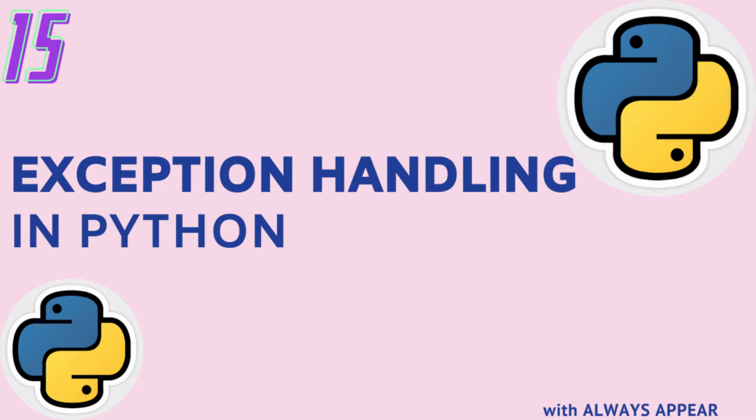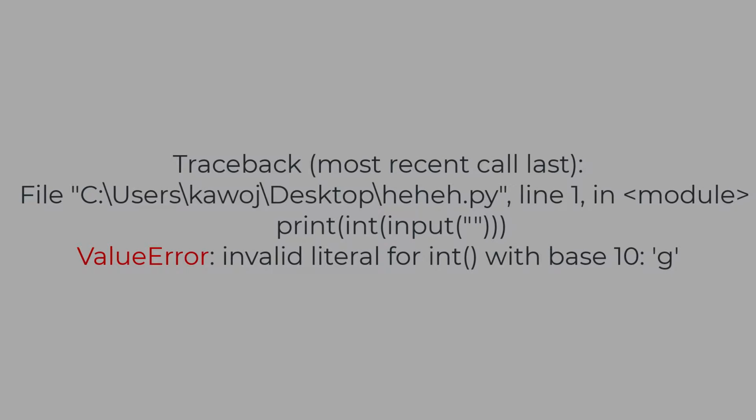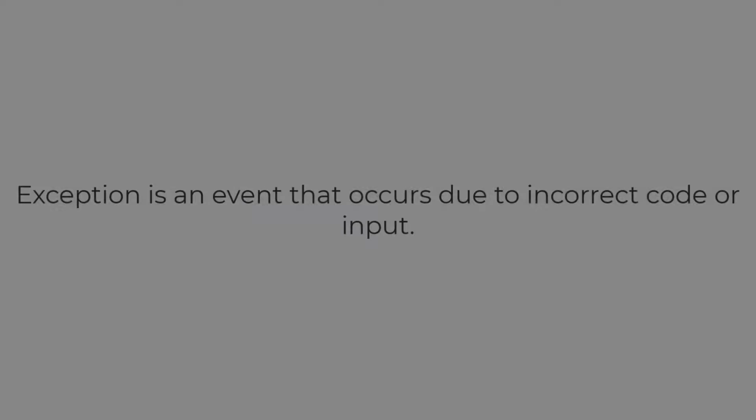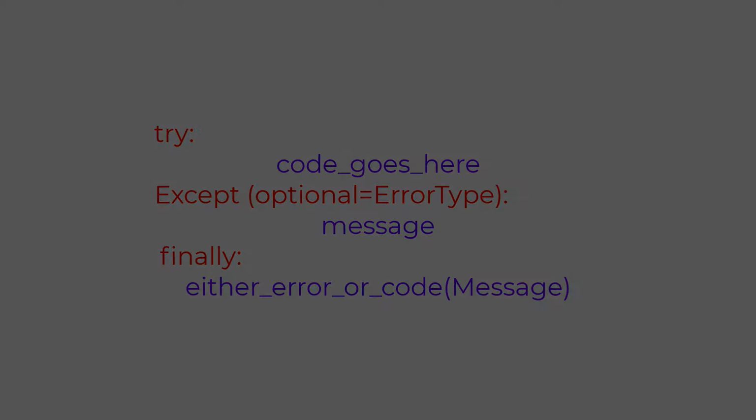In this course, we are going to be working with exception handling in Python. We run Python code every time and we get errors. So in this course, I'm going to be showing you how to undo your errors. We have different types of error in Python. We have the type error, zero division error, value error, etc. So what's an exception? An exception is an event that occurs due to incorrect code or input. With that being said, let's get right into this course.